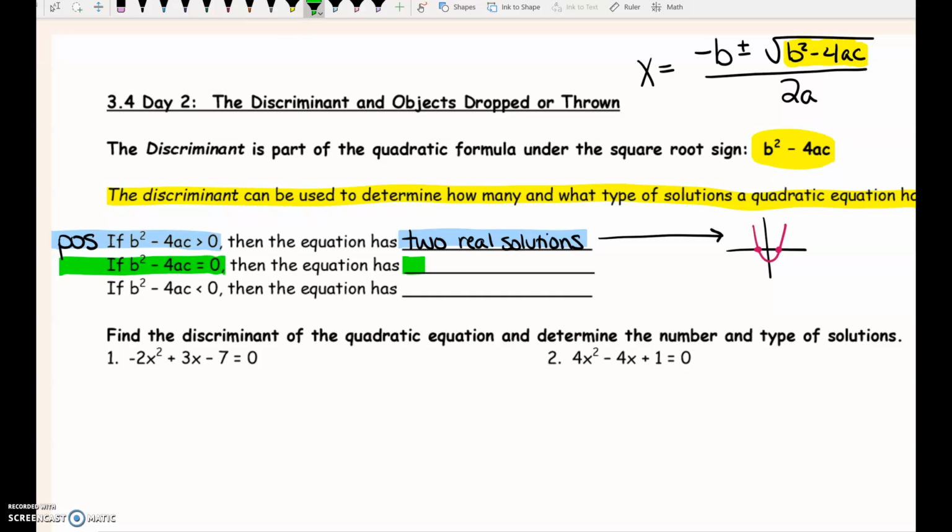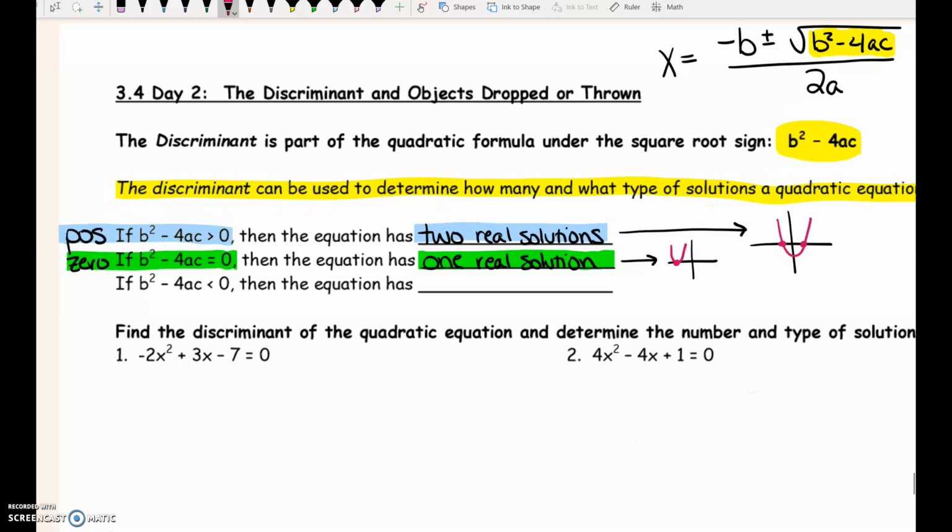If that discriminant equals 0, we would have plus or minus the square root of 0. The square root of 0 is 0. It makes that part of the equation go away, and you just have that first part divided by the bottom. That gives us one real solution. So if the discriminant is 0, we have one real solution. This happens when the parabola touches the x-axis. So the vertex of the parabola is on the x-axis.